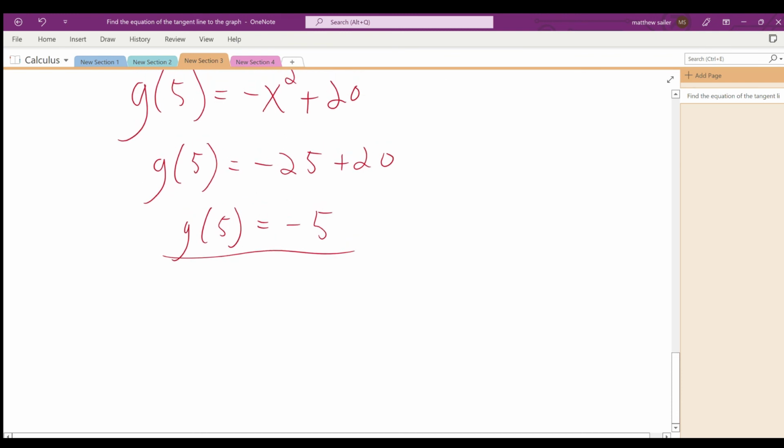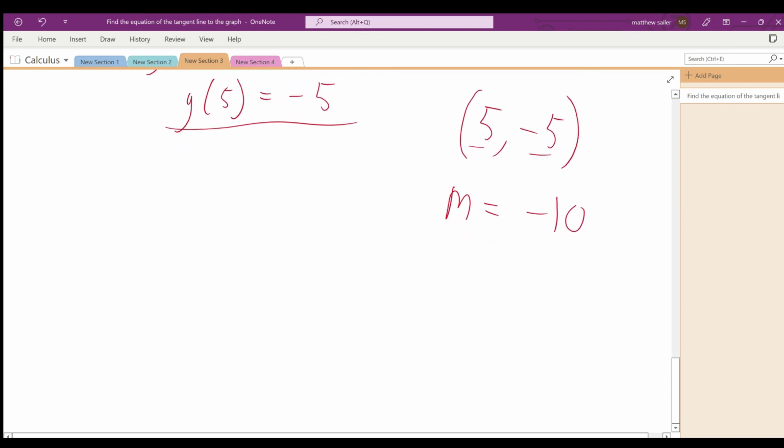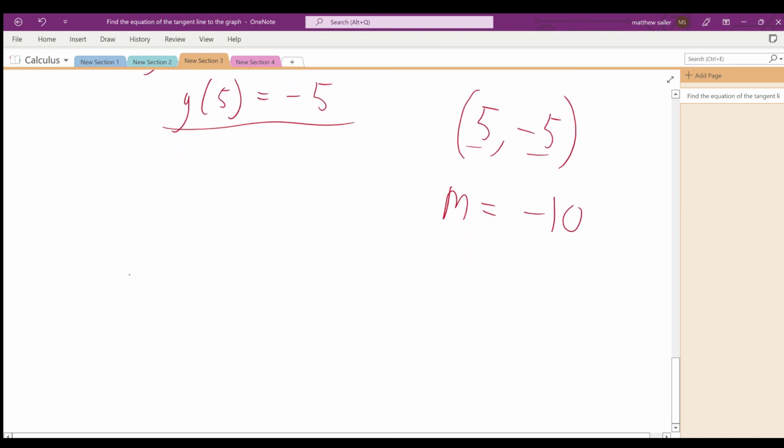Alright, so we have a set of points, so 5 and negative 5. Again, because we were analyzing these all at x equals 5, and we found that the y value when x equals 5 is negative 5. And we have a slope, m equals negative 10. And now we can find the equation of the line. We just find this using y equals mx plus b, because we have a value of y, we have a value of x, and we have a value of m. So we can solve for the value of b.